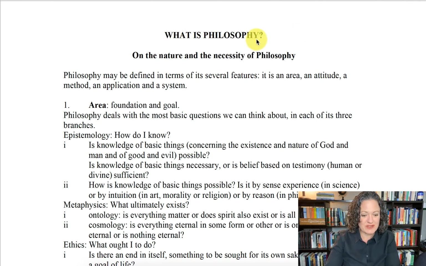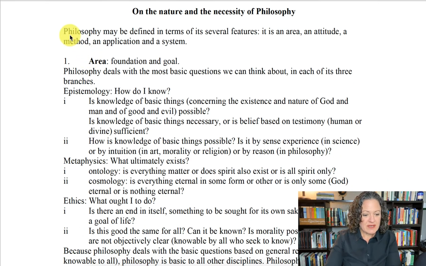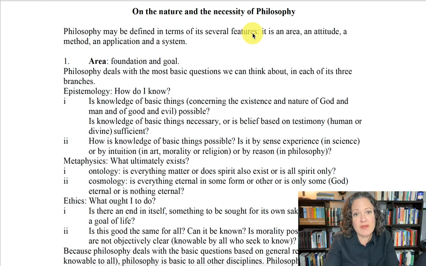All right, so what is philosophy? Philosophy may be defined in terms of its several features. So we're going to talk about the 5 features of philosophy. The core question for this handout is, what are the 5 features of philosophy? And I want more detail. I want you to explain each. So if you were to give me just a snapshot of what each of these means, give me that in a sentence. And then I want you to be able to explain method, philosophy as a method, in more detail. So when I get there, I will show you what I mean.